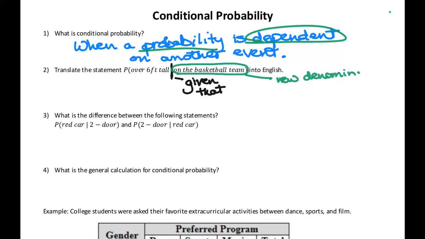That's why this is conditional, because it is no longer over the whole thing. It is now over this new denominator.